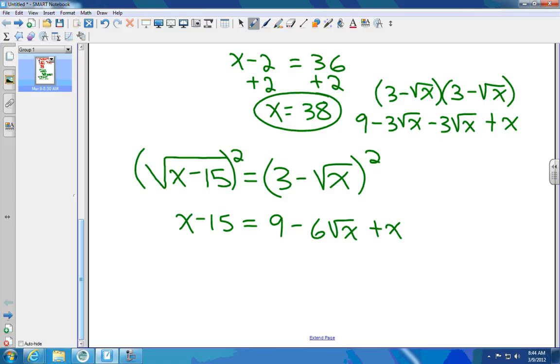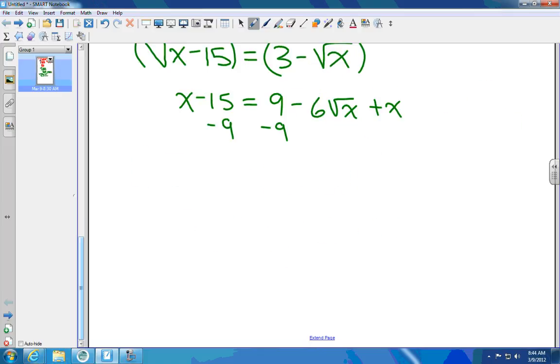Now what's the problem? We still have a radical. So now we're back to the first example. You've got to get this radical by itself. So what do we need to move? Subtract what? That would be a fine first step. And depending on how advanced you are, you can move several things at a time. That's totally up to you.